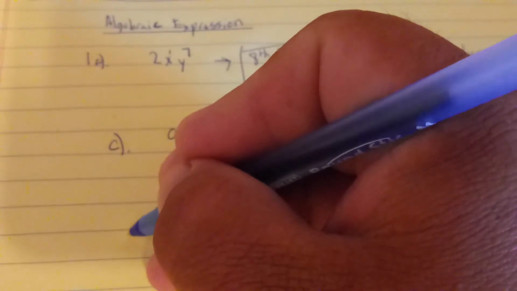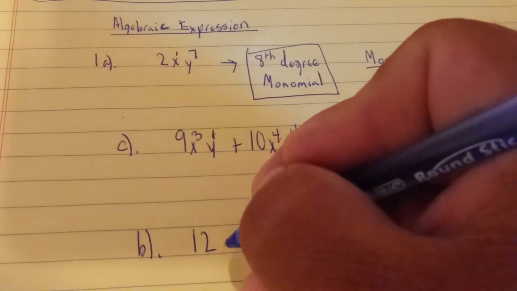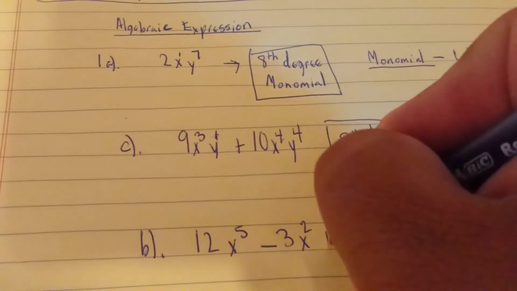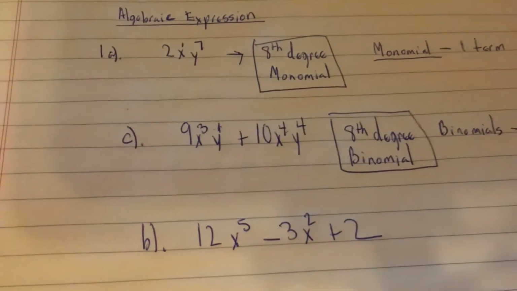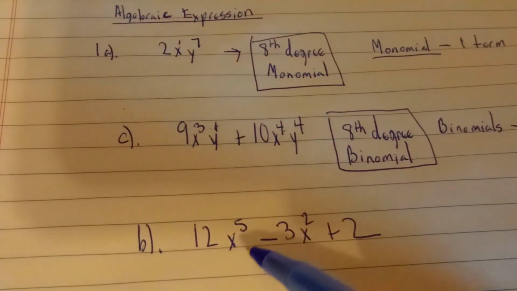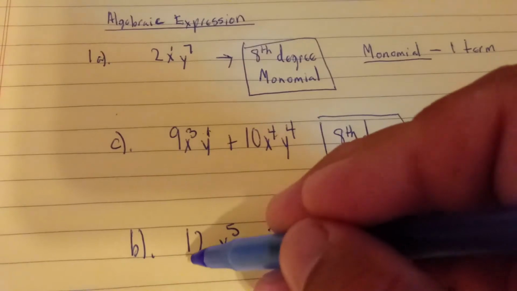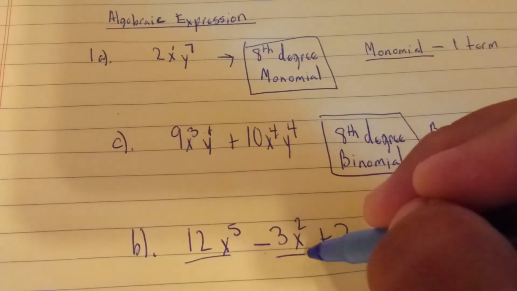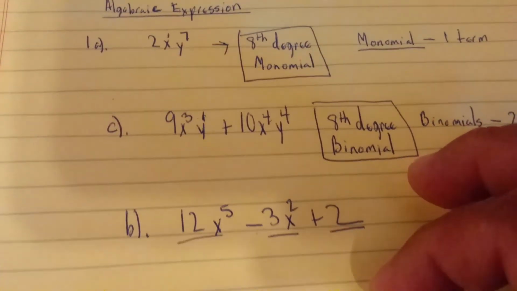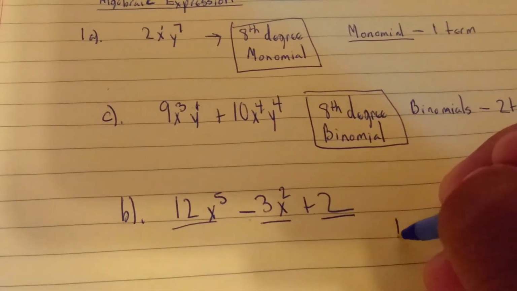If we take a look at letter B there, you have the polynomial 12x to the 5th minus 3x squared plus 2. So once again, we're no longer going to call them expressions, we're going to call them polynomials. So in this particular case, notice that you have the minus and you have the plus sign right there. So this is one expression, this is another one, and this is another one. Although the 2 is considered a constant, it is still considered an expression. So, since you have 3 of them, this will be called a trinomial.